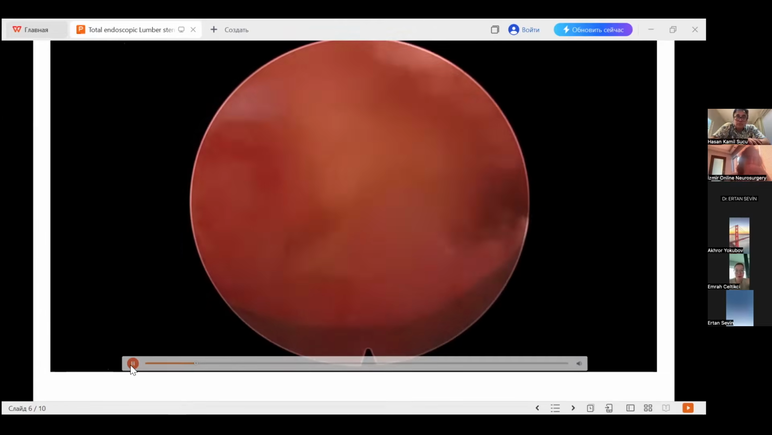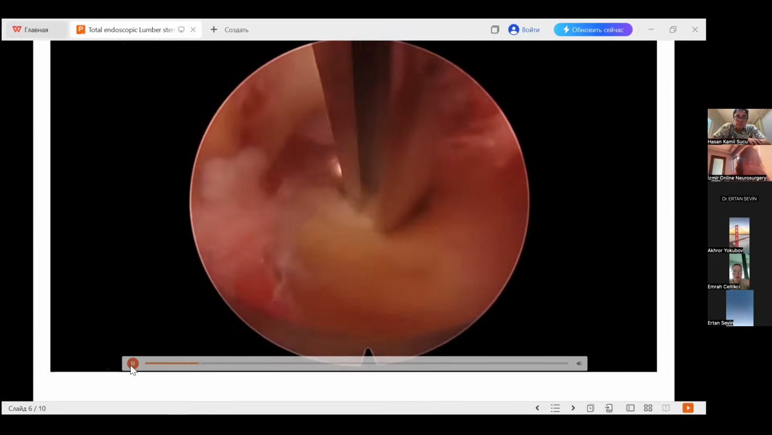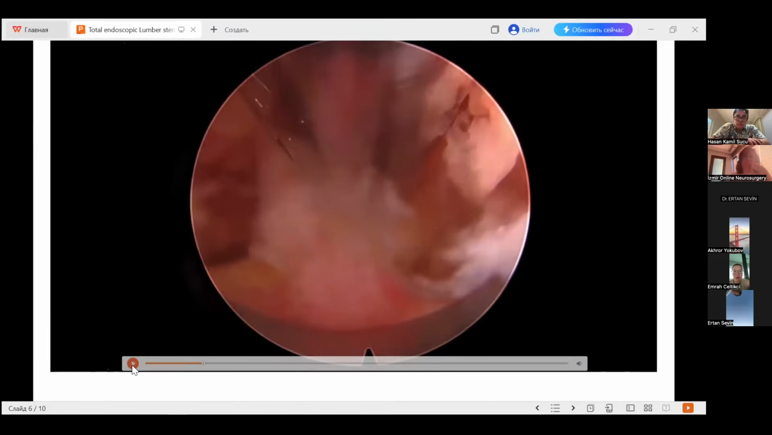With Kerrison 3 and Kerrison 4, here is a very important step: when we reach the attachment part of the flavum, this is the cranial stopping point. And from cranial to caudal, I start to remove the flavum.